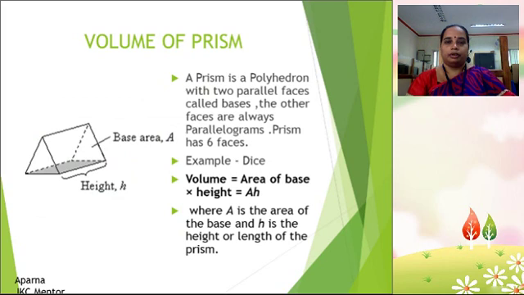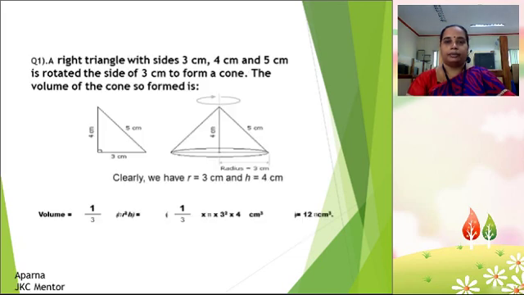Next is the volume of a prism. A prism is a polyhedron with two parallel faces called bases. The other faces are always parallelograms. A prism has six faces. An example of a prism is a dice. The formula for the volume of a prism is area of base into height, where A is the area of the base and H is the height or length of the prism.